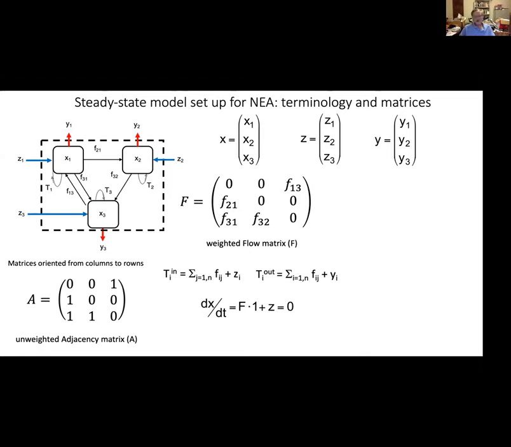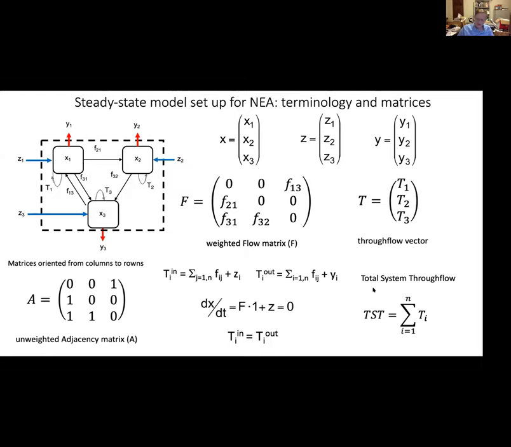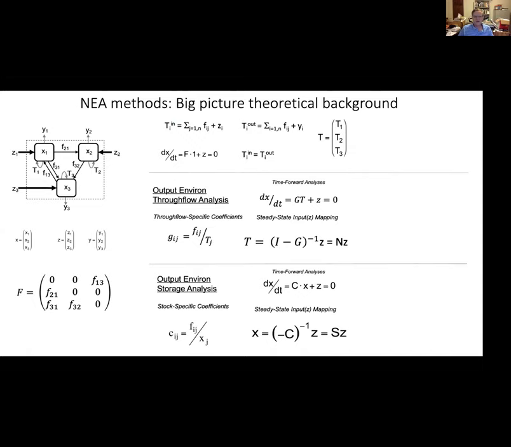So in these models, which I mentioned before, at steady state, that means that dx/dt, the change of the amount in the compartment, is 0, we can say that through flow in equals through flow out. That's an important assumption for the set of models that we've got here. So then we can have a through flow vector, which is just the total flow at each of the compartments. We can define a total system through flow, TST, as the sum of all three of those. It gives you the total activity in that particular model.